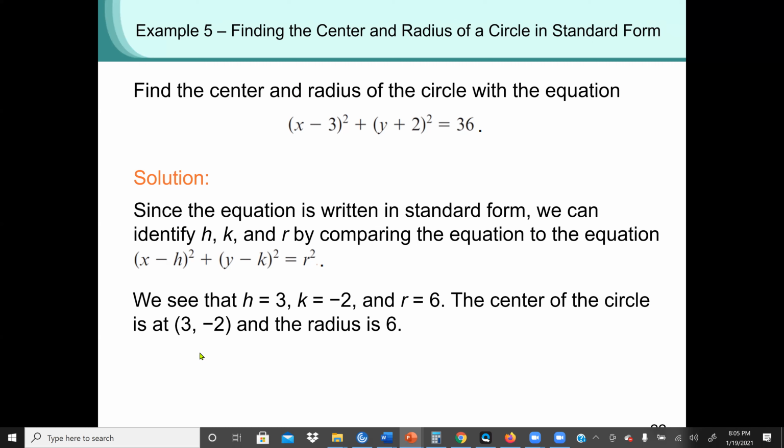Here we say that since the equation is written in standard form, we can identify h, k, and r very quickly. Remember this, the equation again, (x minus h) squared plus (y minus k) squared equal to r squared. We already have minus 3, so 3 should be positive. We have plus 2, so plus 2 should be negative, so it will be minus minus 2. Then 36 means 6 squared, so r is 6. So here we have h equal to 3, k is minus 2, and r is 6. So the center of the circle will be (3, negative 2). The radius will be 6, based on the equation given here.